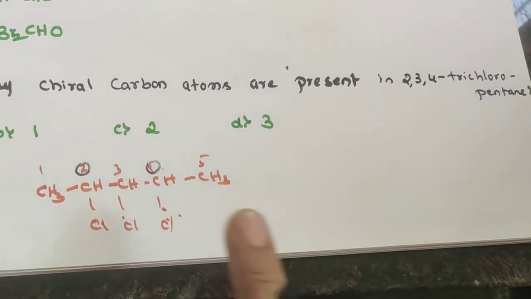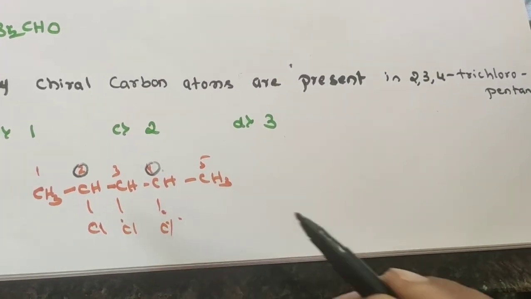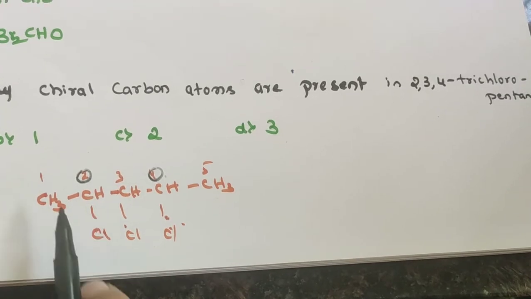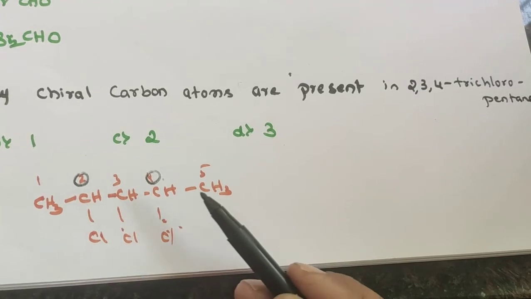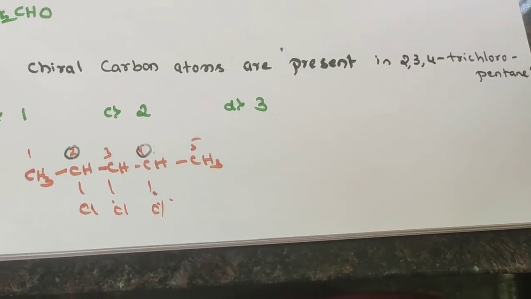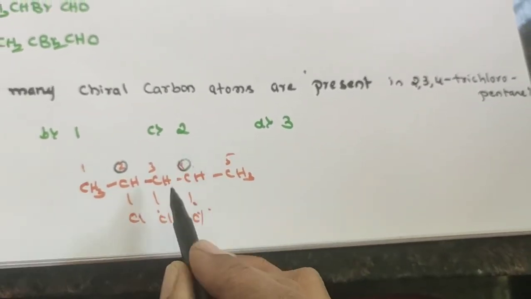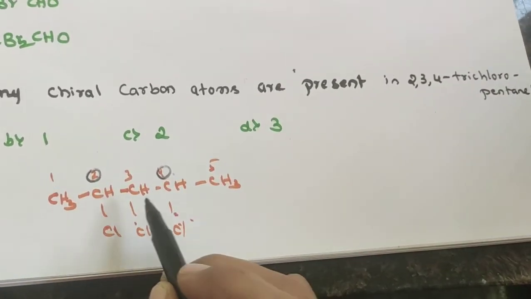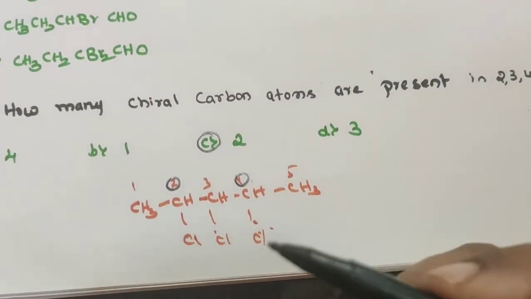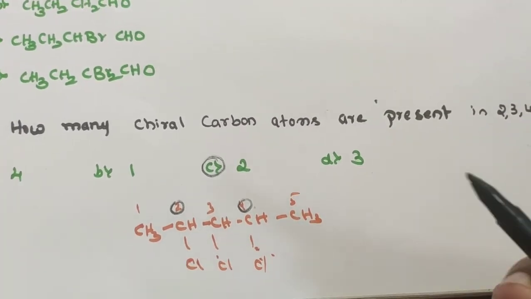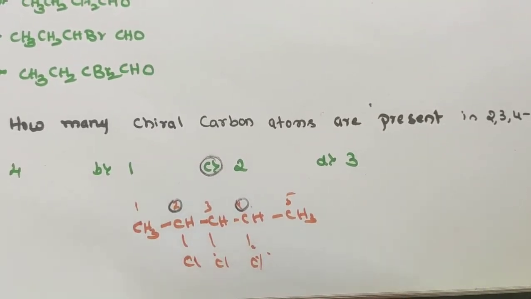Why is it so? Chiral carbon atoms are asymmetric carbon atoms, that is, a carbon atom bonded to 4 different atoms or groups of atoms in the molecule is called a chiral carbon, stereocenter or asymmetric carbon atom. So here the number of chiral carbon atoms is 2. So the answer is C. So these are the haloalkanes and haloarenes KCET questions and answers with explanations.